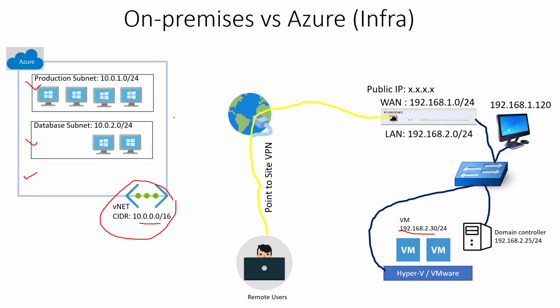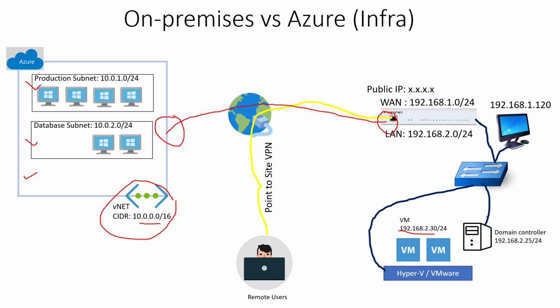So before you move your workloads to Microsoft Azure, the first thing we're going to do is to create a site-to-site VPN, a site-to-site VPN between Microsoft Azure and on-premises. So this will help us to communicate securely over the public internet.